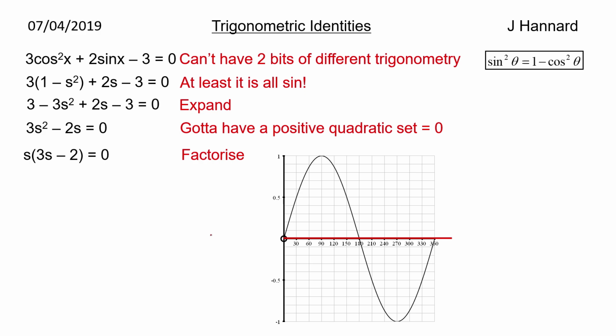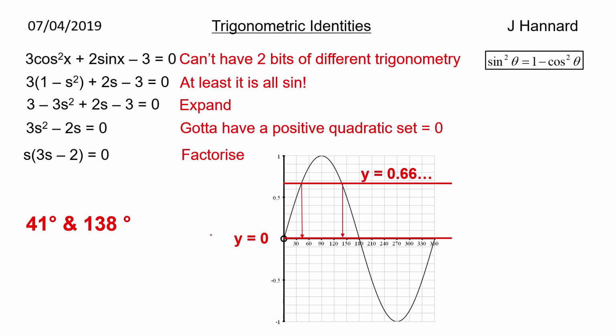So we've got s equals 0, or we've got s equals 2/3. So we draw those lines in like that and work out the solutions. So shift sine of 0 gives you 0. And then you've got 180 and you've got 360. So that's why it's very important that you draw the graph. And for 2/3, you get 41 degrees for your first solution.